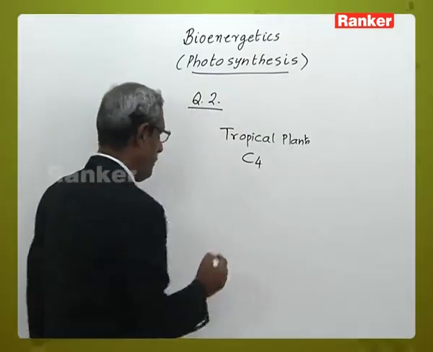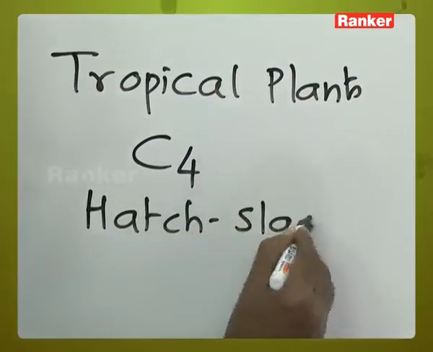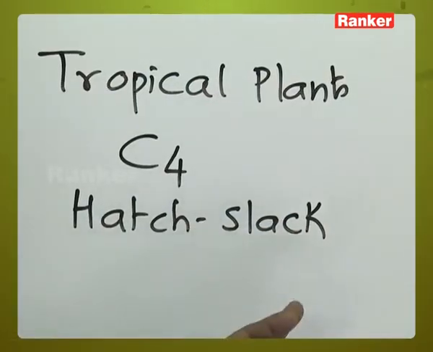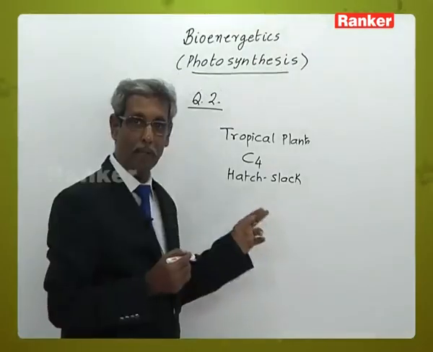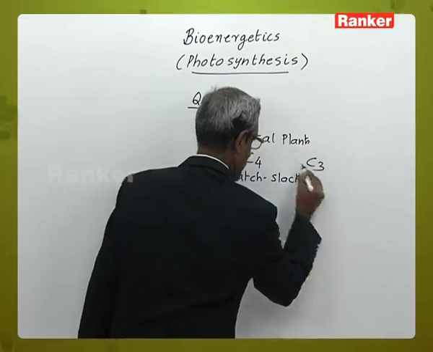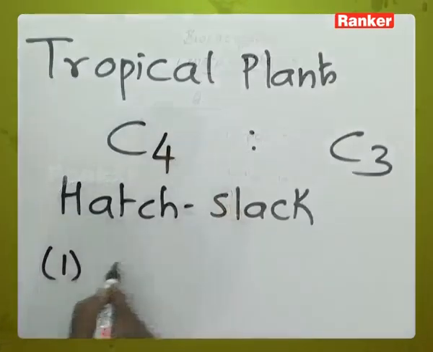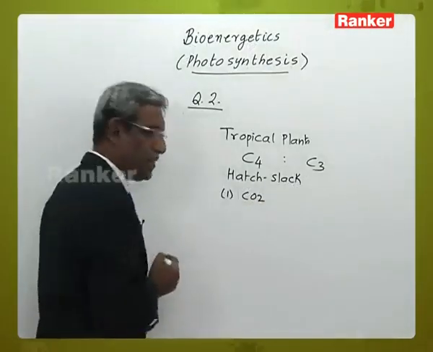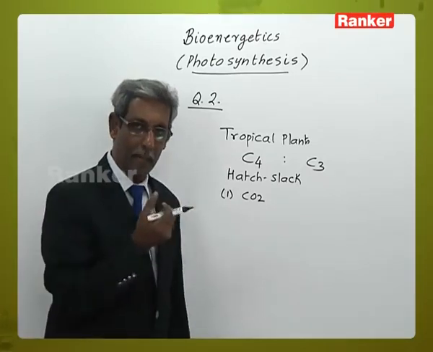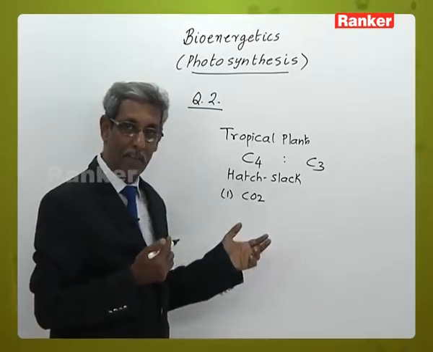The C4 pathway is also termed as the Hatch-Slack pathway, because it was discovered by two important scientists whose names are Hatch and Slack. Now why is the C4 pathway more efficient when compared to C3 plants? Number one, it can quench carbon dioxide very efficiently. Whenever carbon dioxide is available in the atmosphere, the plants can quickly suck in carbon dioxide.